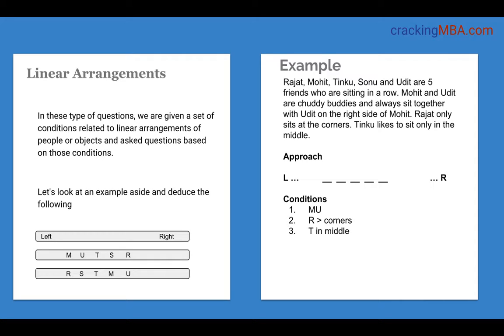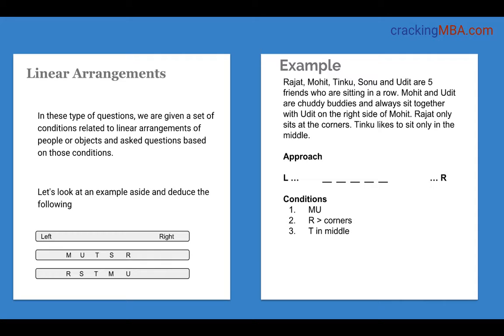It's given that Rohit, Mohit, Tinku, Sonu and Udit are 5 friends who are sitting in a row. Mohit and Udit are chuddy buddies and always sit together with Udit on the right side of Mohit. And Rajat only sits at the corners. Tinku likes to sit only in the middle. Now we have been given some conditions, and based on these conditions, questions will be asked.